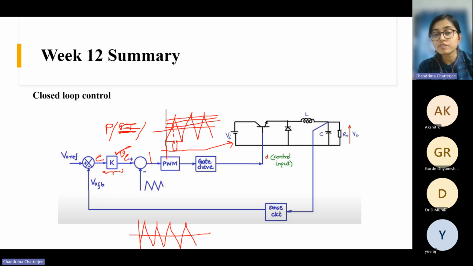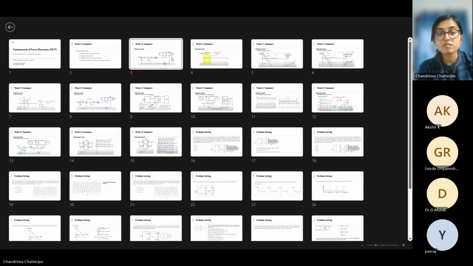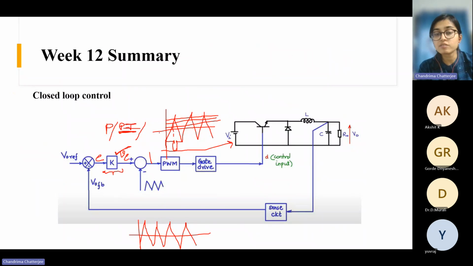So based on the level of this control signal, whether it is at this position or it is here or it is at a lower position, your pulse will change, right? Because you can see the intersection point is changing. The intersection point with the carrier signal is changing based on the control signal. So that's how we get the pulse changes. So this process is called pulse width modulation basically.